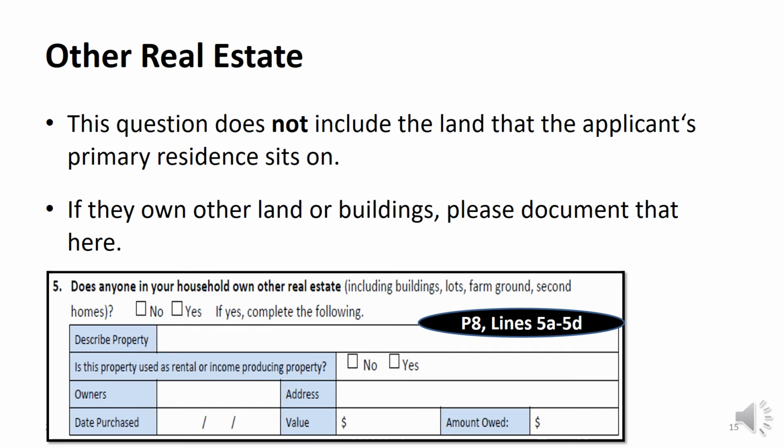Other real estate. This question does not include the land that the applicant's primary residence sits on. Remember, the state does not count as an asset your primary home or the land it sits on. But other real estate, land that the applicant's primary residence is not sitting on, for example, if you own other land or buildings, please document that here.